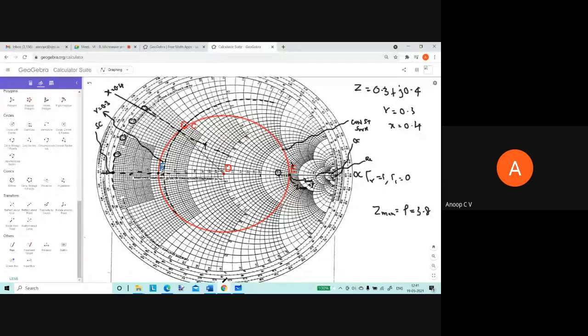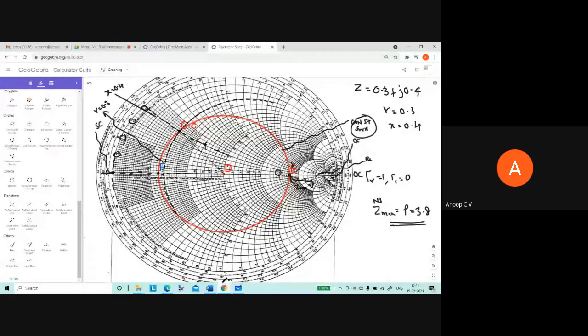Z max is equal to rho, which is 3.8. I have noted it down. How did I note it down? The constant standing wave ratio circle, where it intersects towards the right of the origin on the real axis, that point corresponds to Z max or V max or I min or rho. So that Z max is numerically equal to rho, which is 3.8. This is normalized impedance. Normalized impedance Z max equals 3.8.